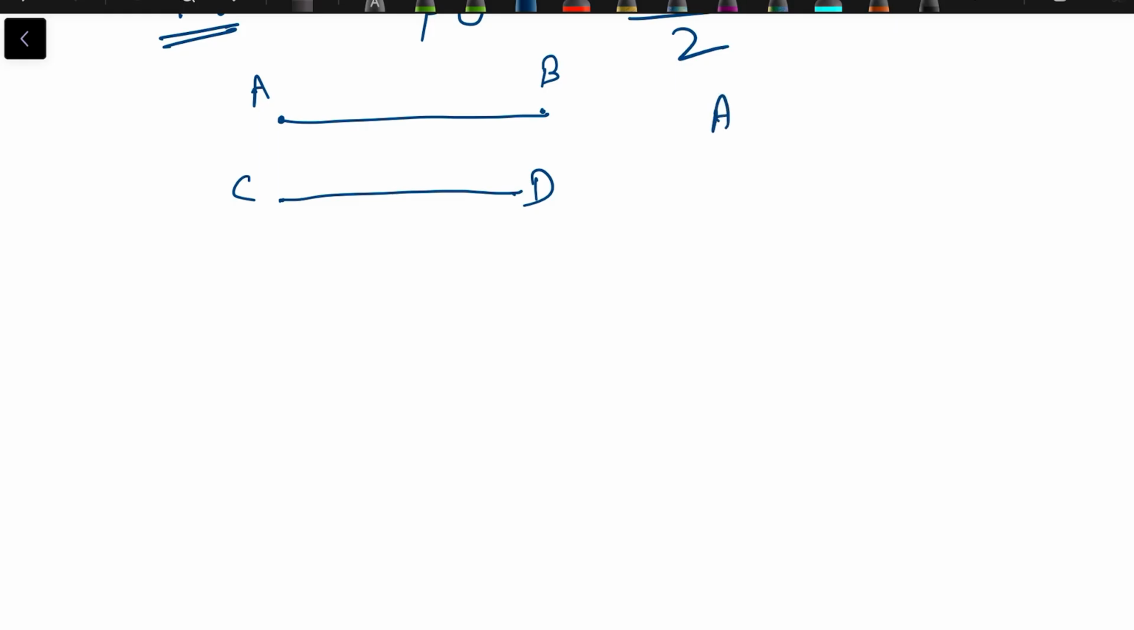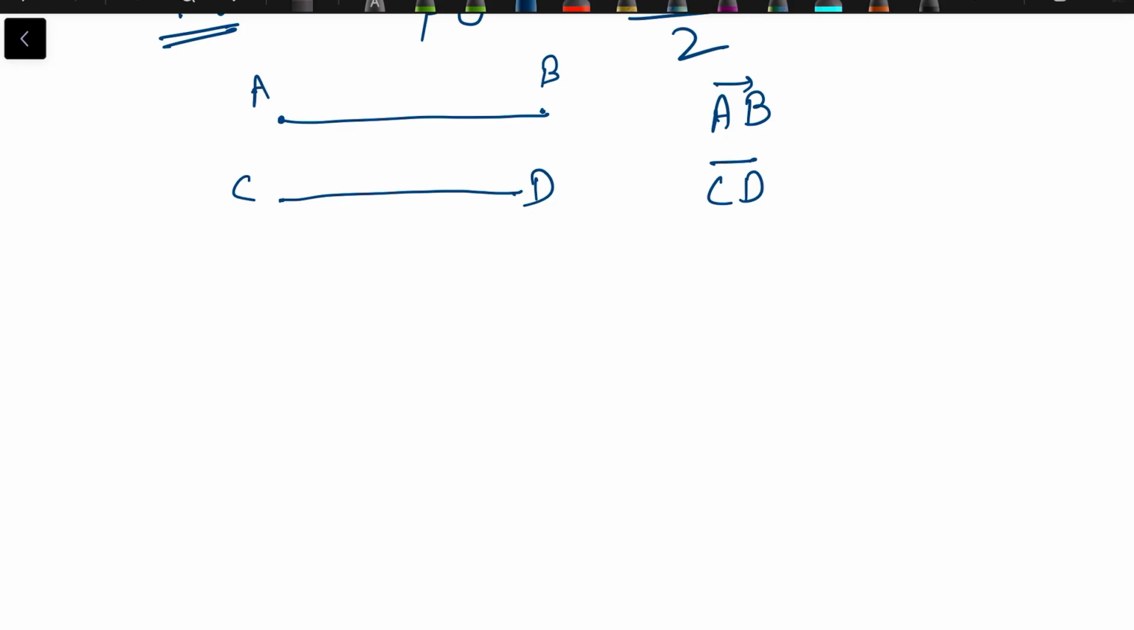Now we will discuss conjugate line segments. So what is a conjugate line segment? If the lengths of two line segments are the same, then they are called conjugate line segments. If this is point A, and this is point B, if we combine them, and same way we have C and D. In geometry, AB will be the length of this line, and CD will be the length of this line.